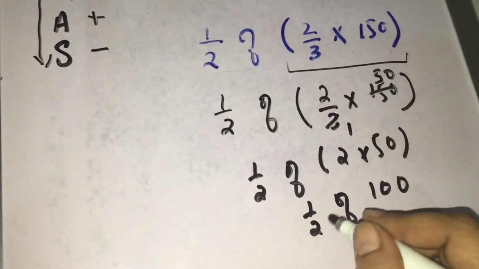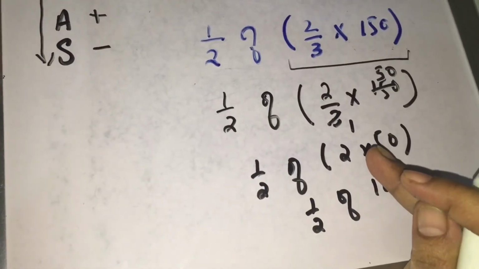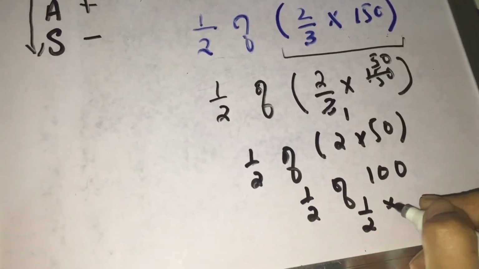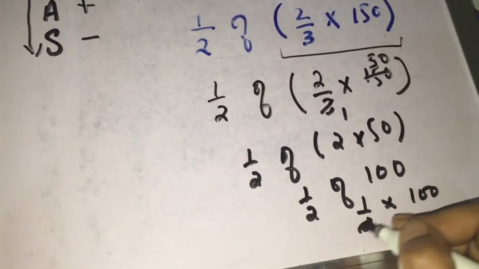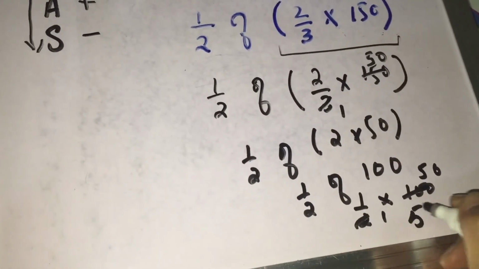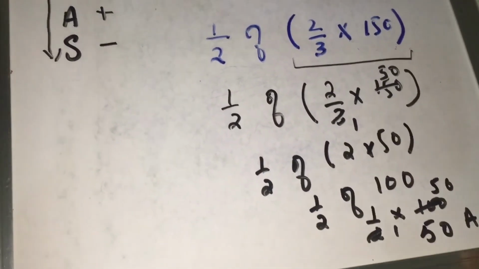Now solve this of. Always remember that of means multiplication. So 1 upon 2 multiplied by 100. 2 1s are 2, 2 5s are 10, and 0. So 50 is the answer.